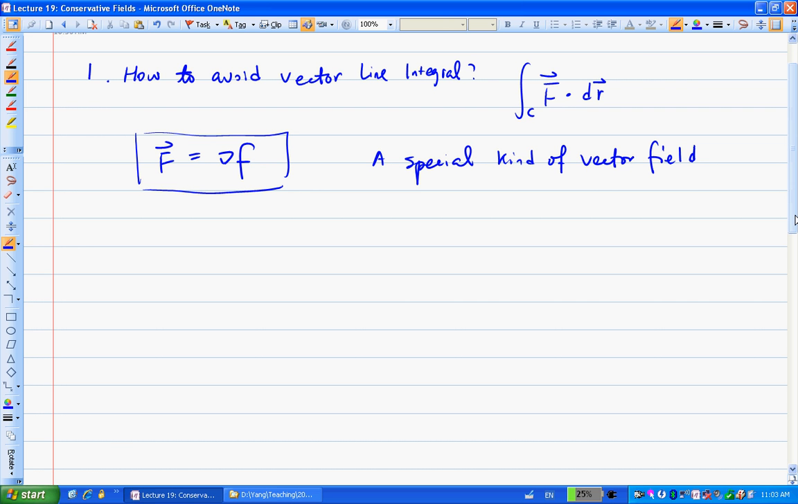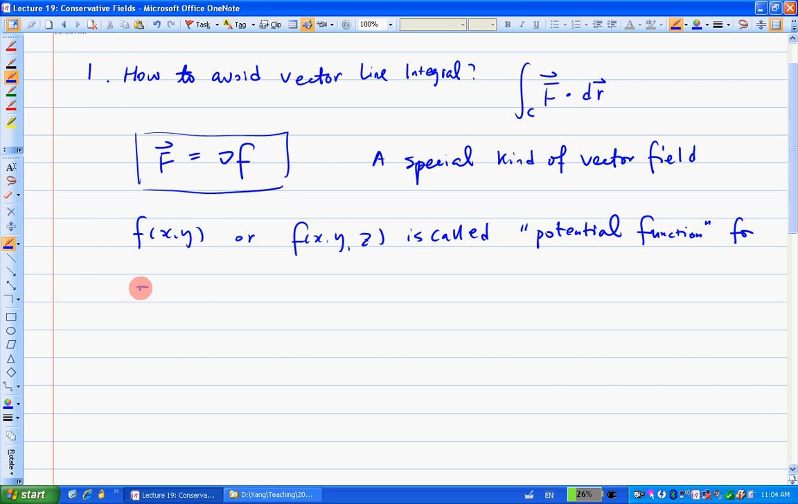Now, in general, this f here could be a function of 2 variables, or a function of 3 variables, or even more. For this f, there's a name. It's called the potential function. This is called the potential function for the vector F.